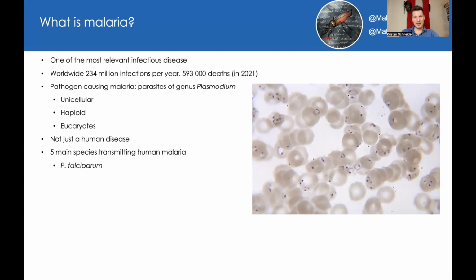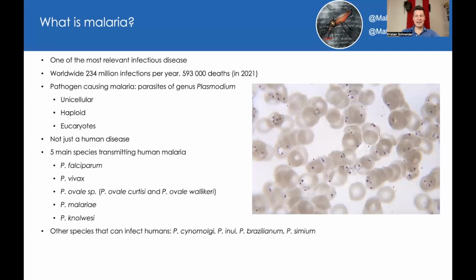The most relevant and most dangerous by far is Plasmodium falciparum, responsible for most infections. Other species are Plasmodium vivax, Plasmodium ovale, which are 2 species actually, Plasmodium malariae, Plasmodium knowlesi, and there have been rare reports of other Plasmodium species infecting humans too, including Plasmodium cynomolgi, Plasmodium inui, Plasmodium brasilianum, or Plasmodium simium.